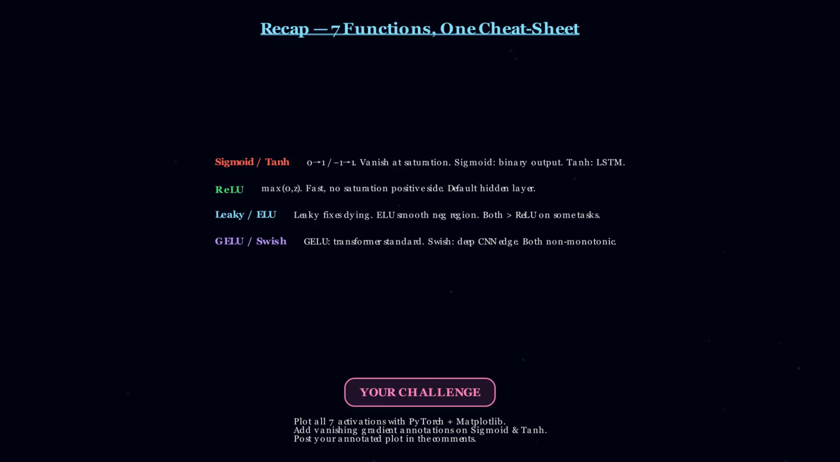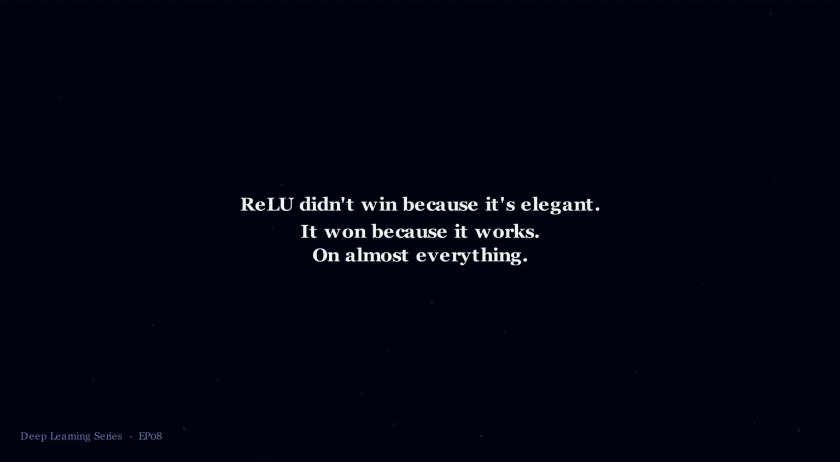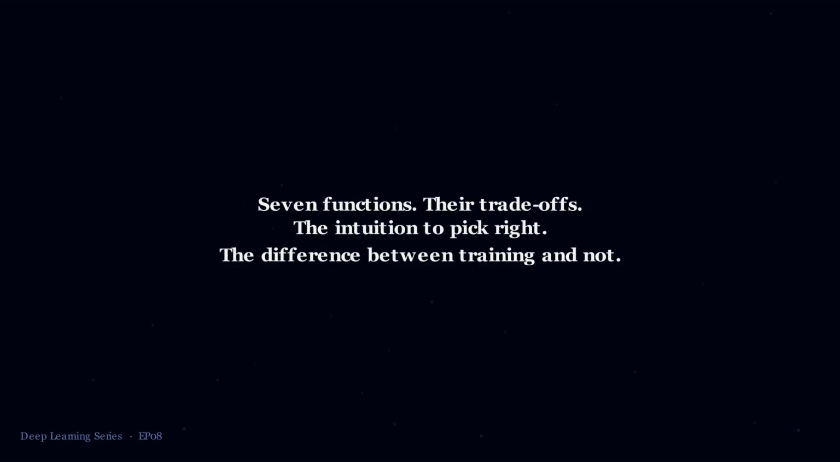Your challenge: plot all 7 with PyTorch and Matplotlib. Add vanishing gradient annotations. Post the image. ReLU didn't beat Sigmoid because it's elegant. It beat it because it's fast, it doesn't vanish, and it just works on almost every problem you'll throw at it. Now you have the full picture. 7 functions, their trade-offs, and the intuition to pick the right one. That's not a detail. That's the difference between a network that trains and one that doesn't.